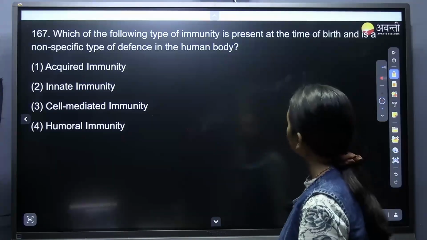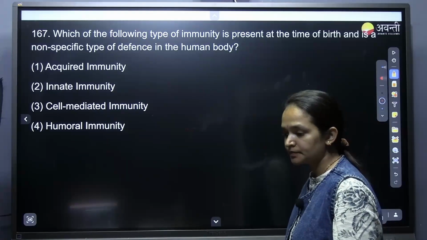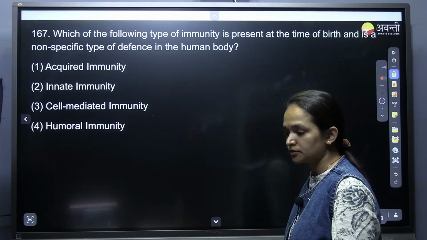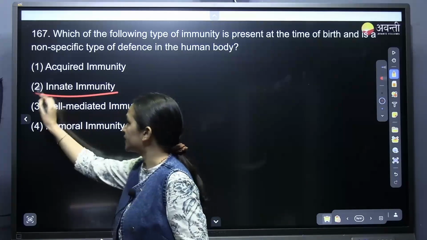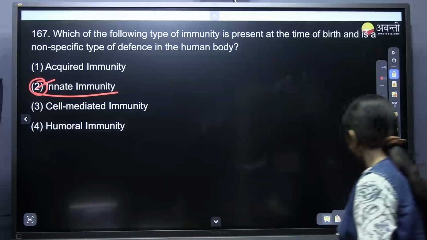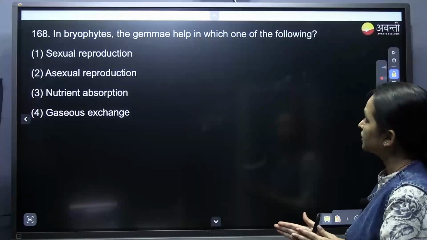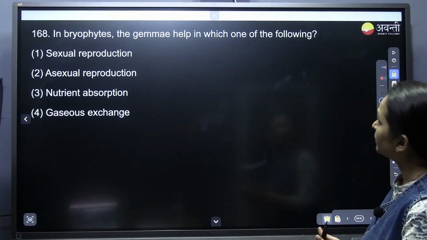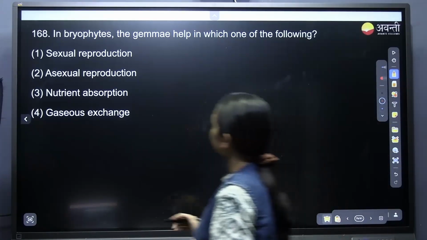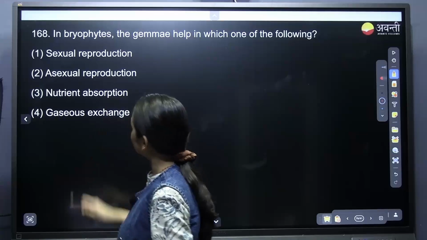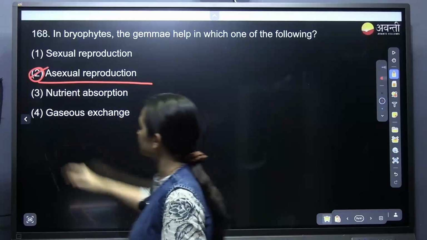Which of the following types of immunity is present at the time of birth and is a non-specific defense in the human body? Innate immunity, yes. In bryophytes, the gemma help in which of the following? Asexual reproduction.